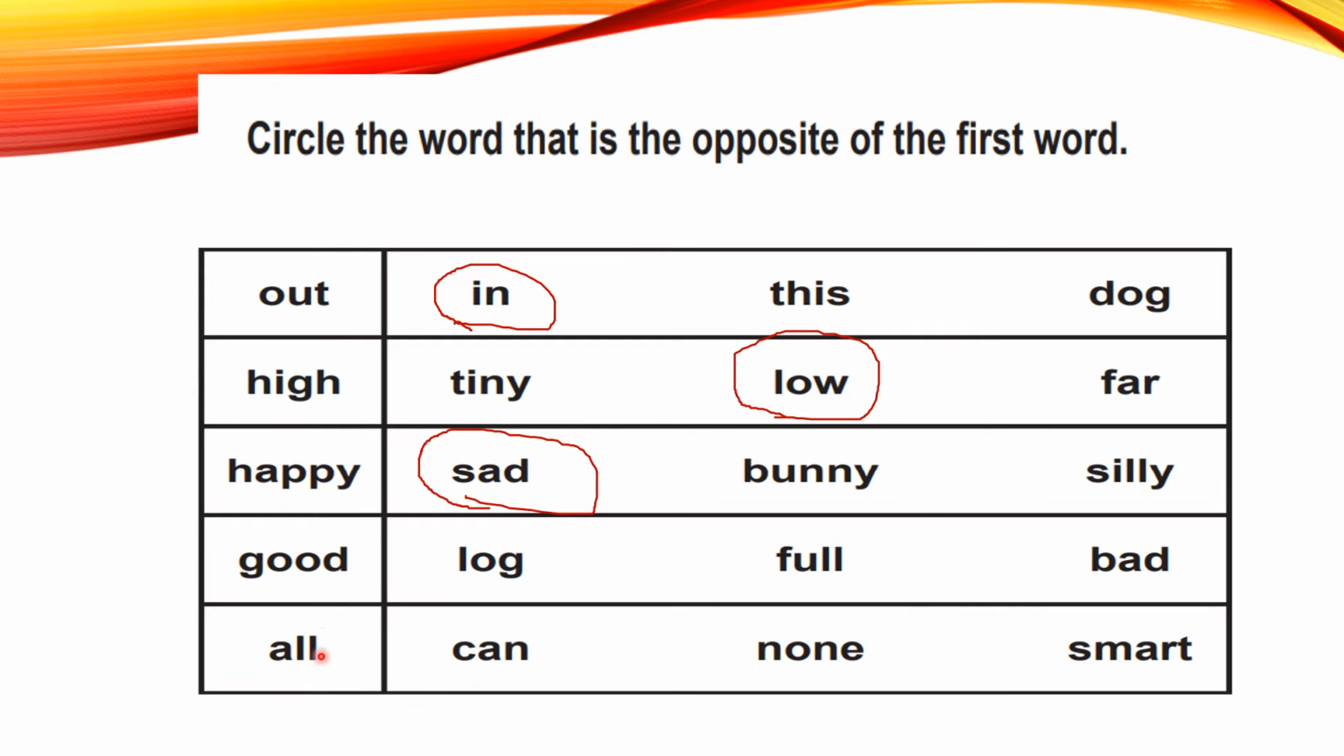Then the next word, good. You are a good boy. You are a good girl. So the opposite of good is bad. This everyone will know, right? Bad. Then log. Log is nothing opposite. Log is a build word. In phonics, it's a build word.